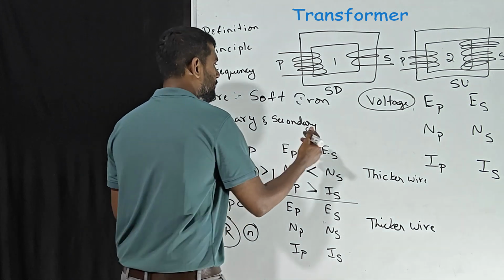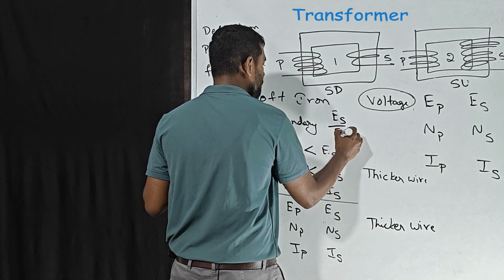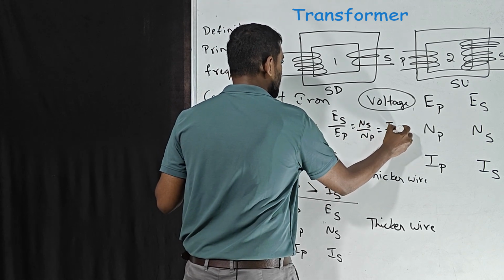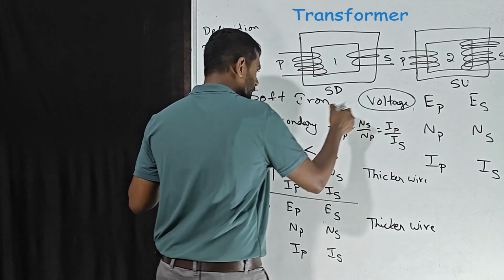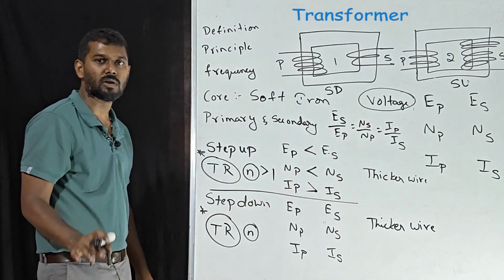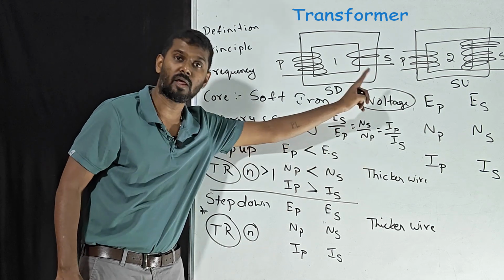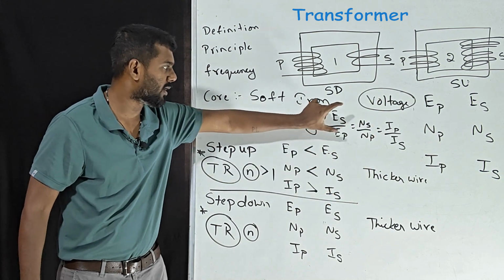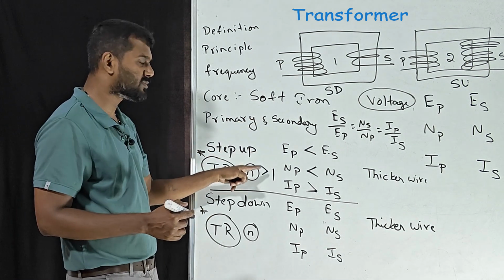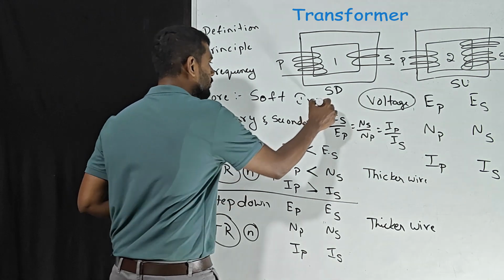What is turns ratio? See, I'll write it here. ES by EP is equal to NS by NP is equal to IP by IS, correct? This is the turns ratio formula. You take any one of these, ES by EP or NS by NP or IP by IS, the value should be greater than 1. I'll show you how. For step up transformer, the turns ratio is always greater than 1.